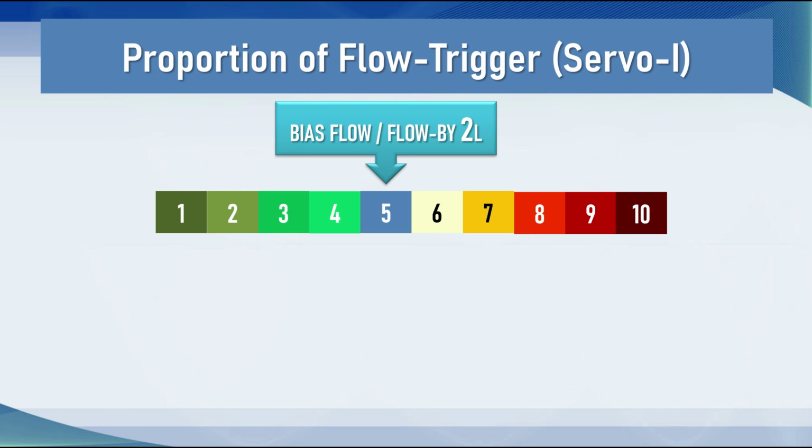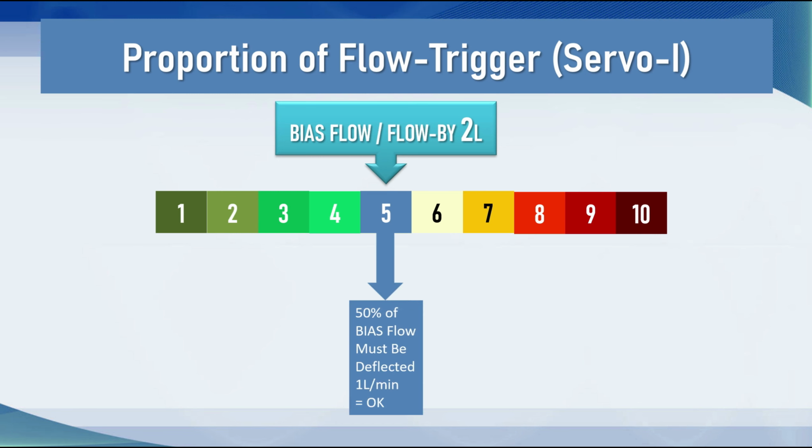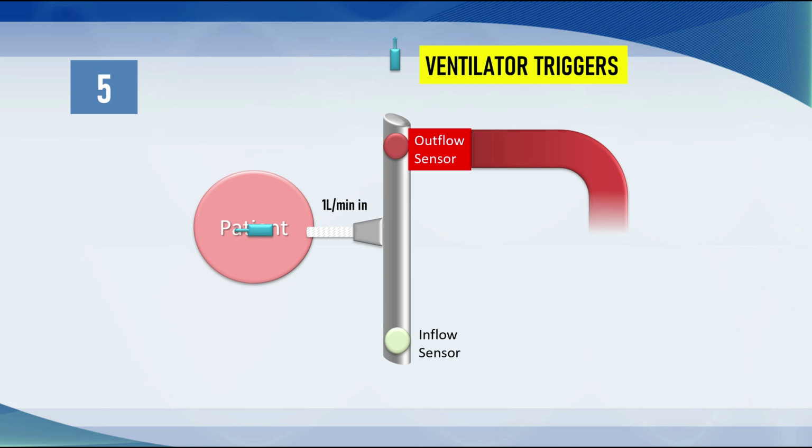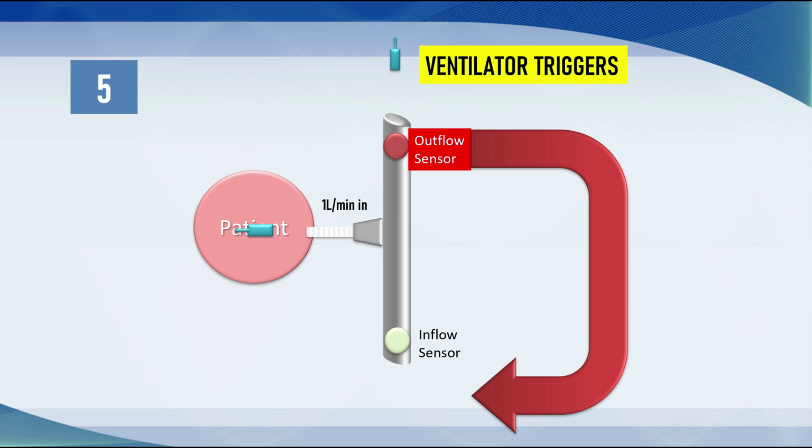At 5, only 50% of bias flow, or 1 liter, needs to be deflected. So this is the mid-range here, 5. It's not a lot. In this example, we sent our 2 liter bias flow through the system with 5 drawn up. The patient draws in the equivalent of 1 liter per minute. This is sensed by the outflow sensor, and the ventilator triggers. And that's what's happening here at 5. So the patient is triggering very nicely.